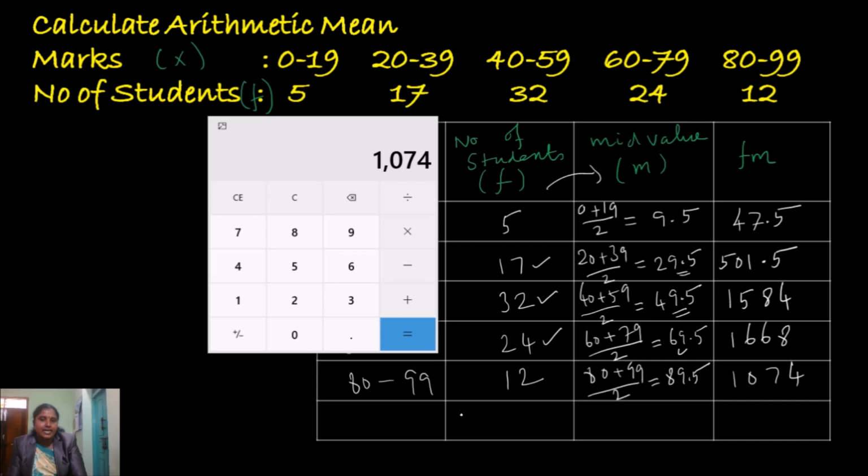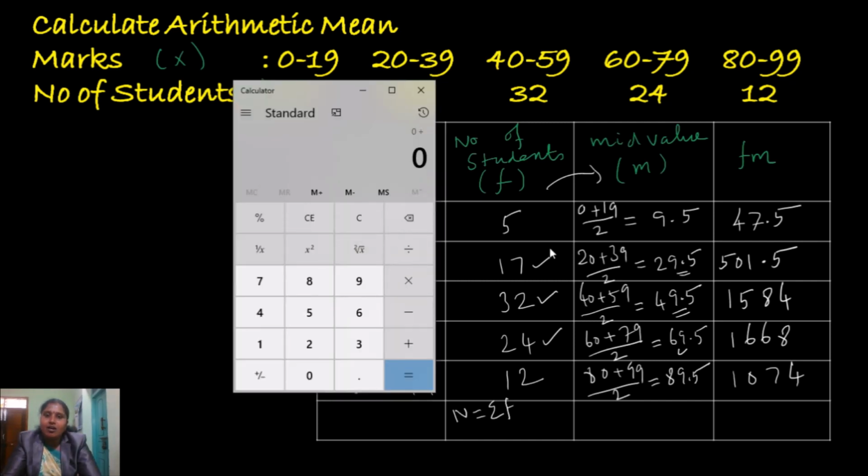Now let's add all the frequencies and all the values of fm. Here n is nothing but sigma f. Adding all the values of f, we have 5 plus 17 plus 32 plus 24 plus 12. We have a total of 90.